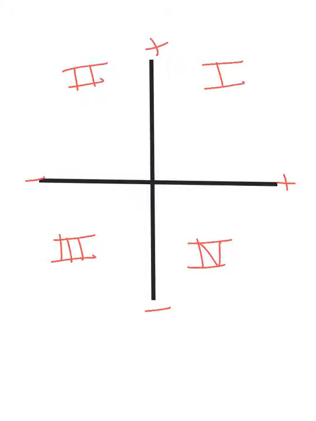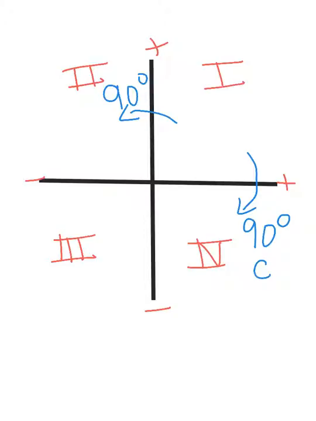Other things that you need to remember for rotation is from quadrant 1 to quadrant 2 or quadrant 1 to quadrant 4, they are both 90 degrees. However, this is clockwise, and this is 90 degrees counterclockwise. From 1 to 3, no matter how you look at it, it's always going to be 180 degrees.